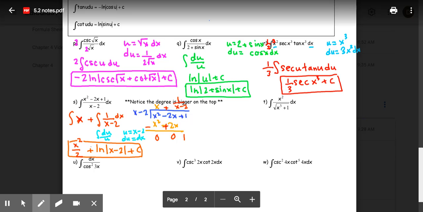So when do you long divide again? When the degree is bigger on the top or the degrees are the same.